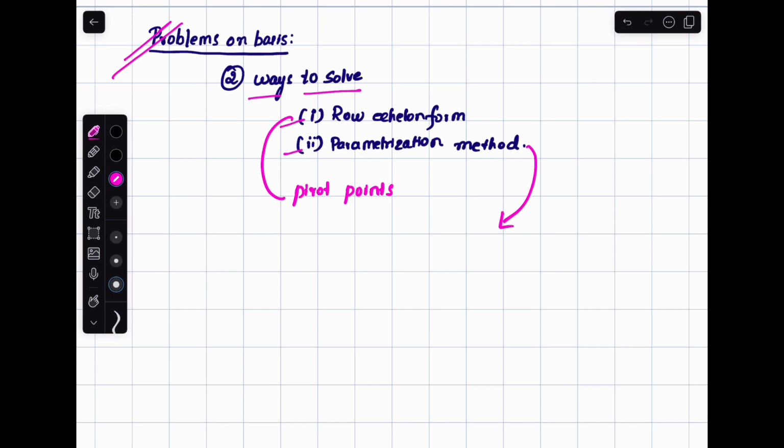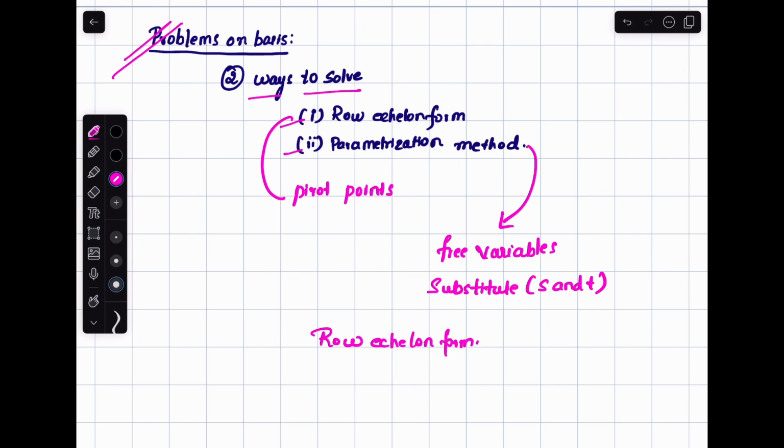The parametrization method is nothing but you are keeping track of the free variables, and you will take some variables such as s and t to denote them, and you will substitute s and t. You will get to know with the problem again. The choice of which method to use often depends on personal preference or the specific requirement of the problem. So first we will solve using the echelon form. The first problem is as follows.